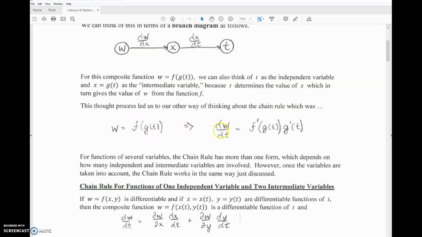So the way you use the chain rule now is you take the derivative of the outside function, which is f, leaving the inside function alone, or leaving it in there as the argument. So it's f prime evaluated at g of t, and then you take the derivative of the inside function and multiply it, so times g prime of t.